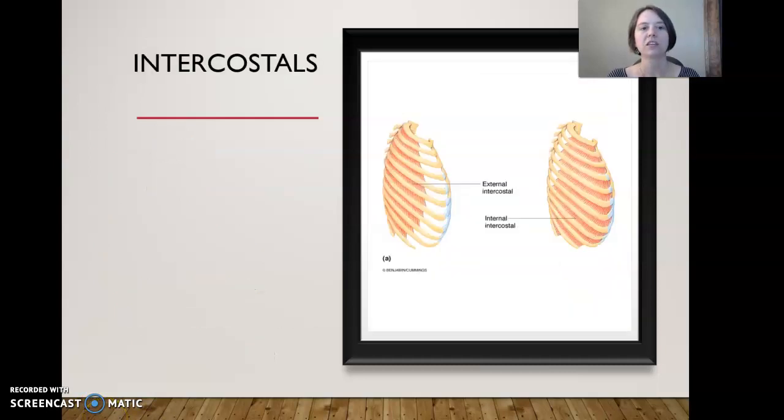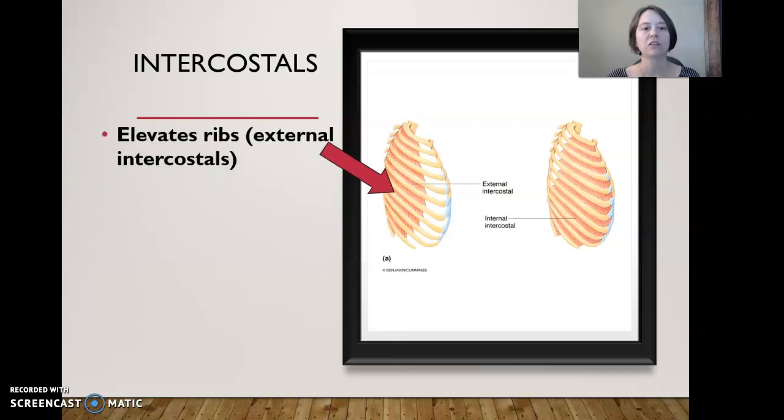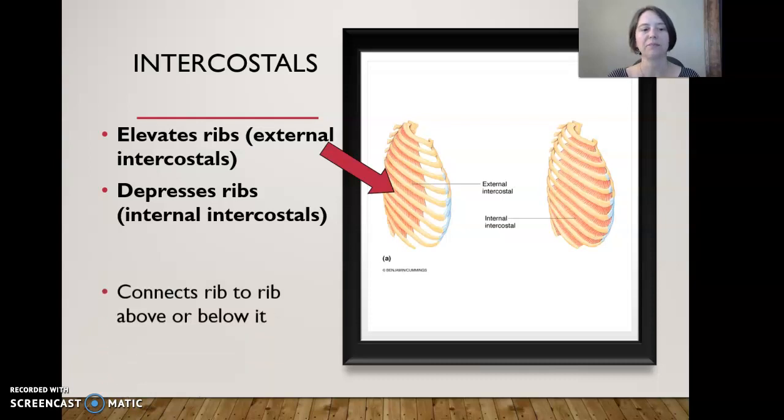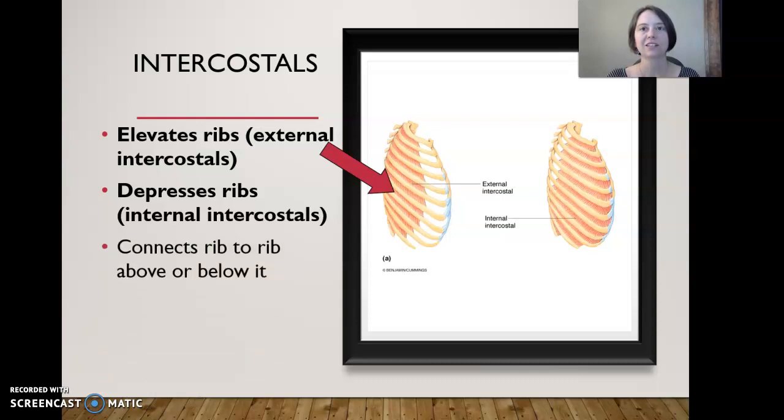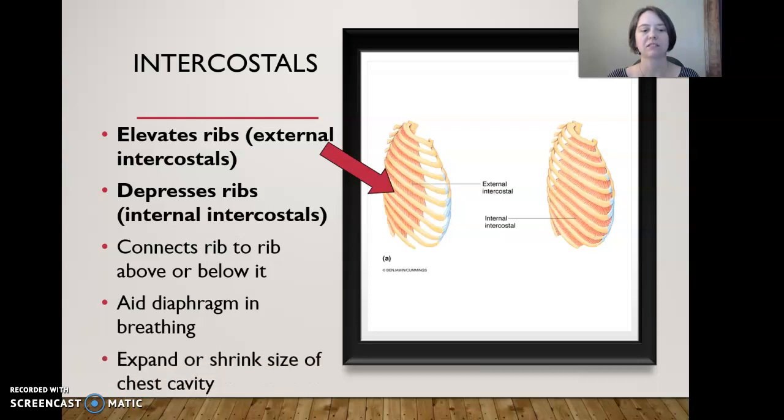So looking at the intercostals, please write this down. They will elevate the ribs. The external intercostals elevate the ribs, and then the internal intercostals depress the ribs, and they connect the rib to the rib above it and to the rib below it. They aid your diaphragm in breathing, and they help expand or shrink the size of the chest cavity.